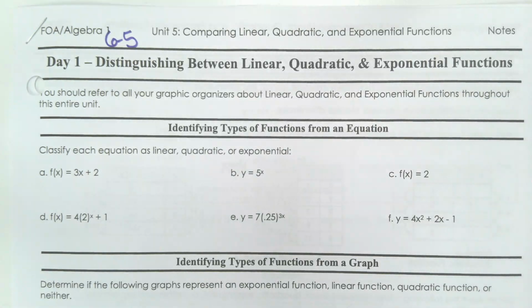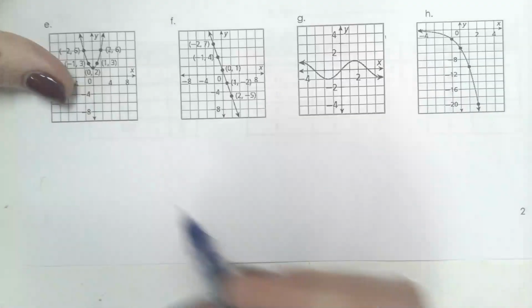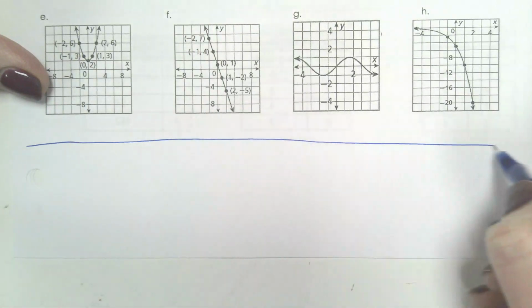All right, here we go. So today we're going to talk about whether a function is linear, quadratic, or exponential. And eventually we will be able to figure this out by either looking at the equation, the table of values, or a graph. So to start it off, I'm going to jump down to the bottom here, and we are going to make ourselves like a little chart.